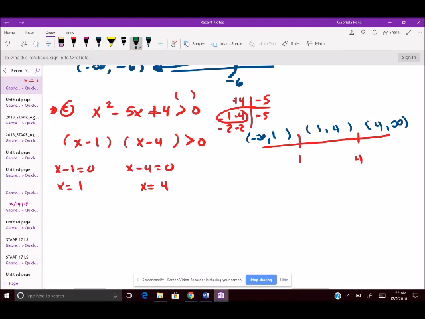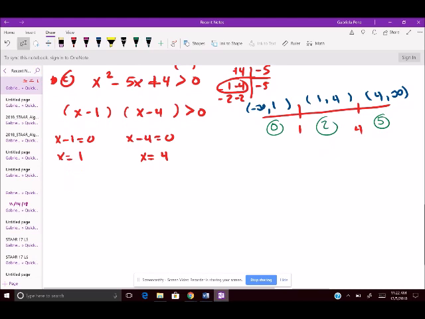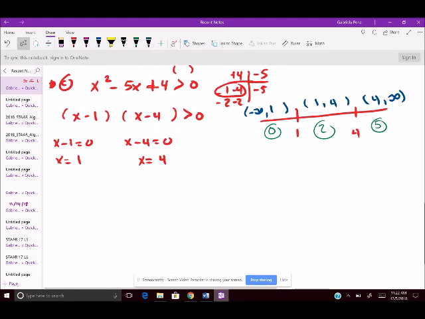So we have to pick numbers. What number would you pick from negative infinity to 1? 0, perfect. From 1 to 4, 2, and from 4 to infinity, 5. And then you check each one. So go ahead and start trying to check it.